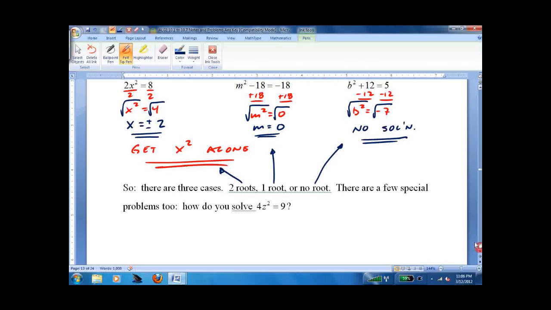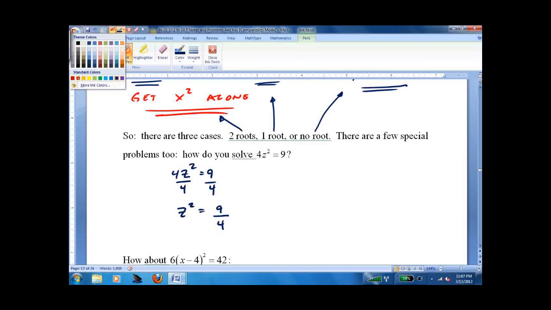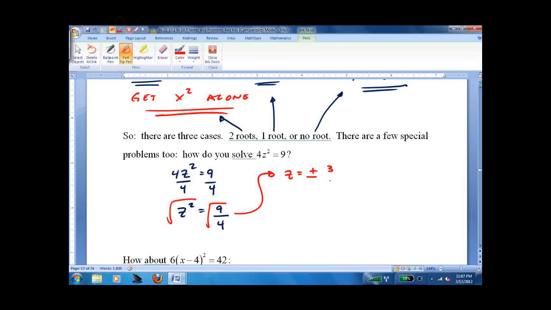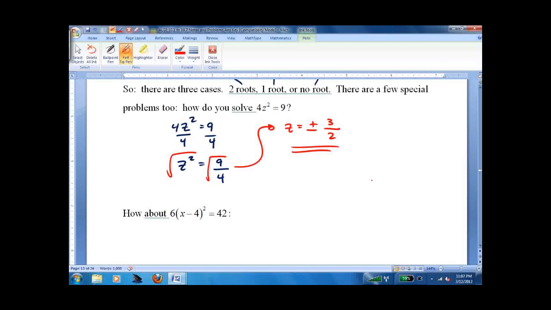Now, a few special problems, but not any different than what you've just done. Get the z squared alone. Divide by 4, divide by 4. Z squared equals 9 over 4. Take square root of both sides. Z equals plus or minus square root of 9 is 3, square root of 4 is 2. 2 roots. That's it. If we were to graph this, we would find that it would hit the x-axis twice because there are 2 roots.